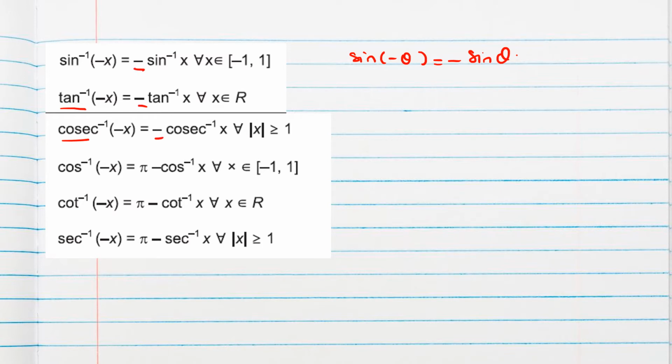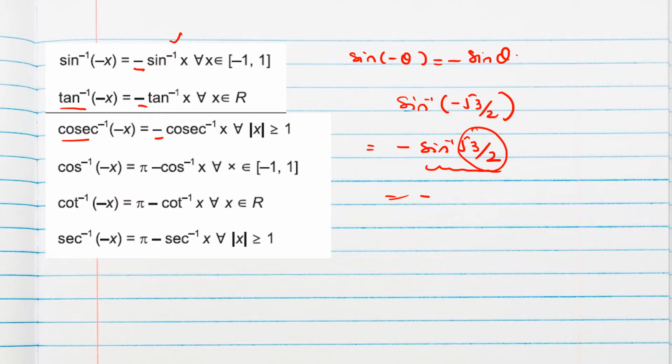Actually this property helps to find the principal value of sine inverse or tan inverse or any other inverse trigonometric ratio when the angle is given as negative. For example, the principal value of sine inverse of minus root 3 by 2. That time we can use this property. So we can write minus sine inverse root 3 by 2, and sine inverse root 3 by 2 we know, sine 60 is root 3 by 2, so it will be minus pi by 3, and this belongs to the particular domain. So this way we can use these properties.